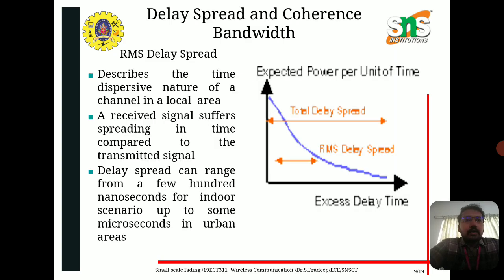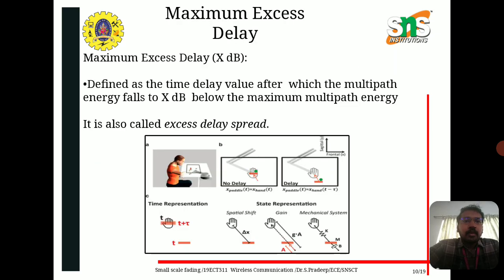Delay spread and coherence bandwidth. It describes the time dispersive nature of a channel in a local area. A received signal suffers spreading in time compared to the transmitted signal. Delay spread can range from a few hundred nanoseconds for indoor scenarios up to some microseconds in urban areas. The maximum excess delay is defined as the time delay value after which the multipath energy falls to x dB below the maximum multipath energy. It is also called excess delay spread.